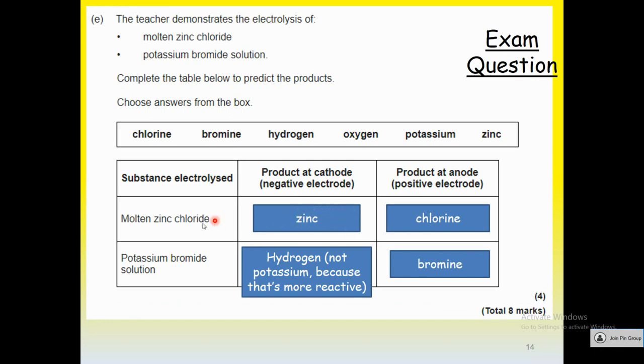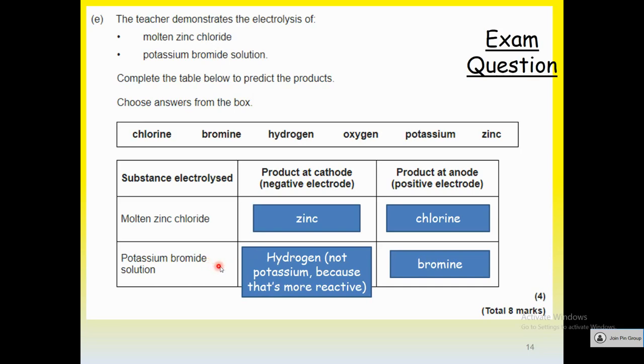So here are the answers. In the case of molten zinc chloride, we've only got the two ions Zn2+ and Cl-. So Zn2+ is going to be attracted to the negative electrode and be converted there to zinc. At the positive electrode, we're going to attract chloride ions, Cl-, and they'll be converted there to chlorine.